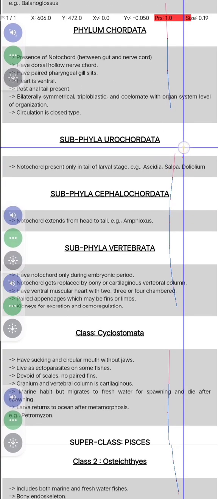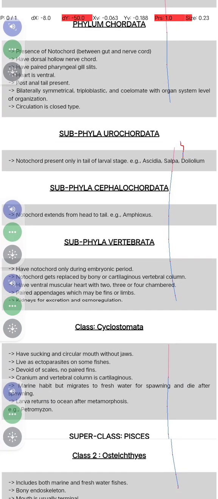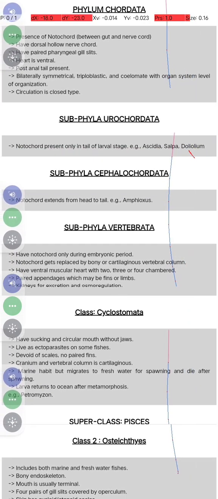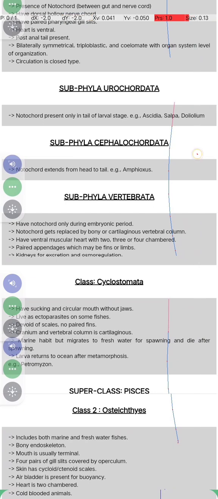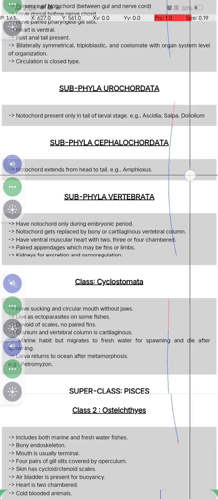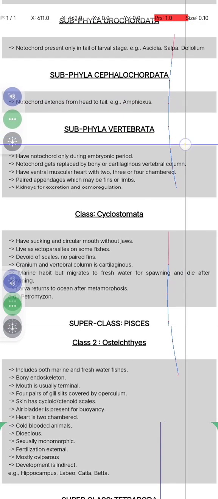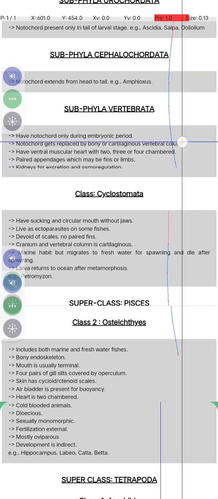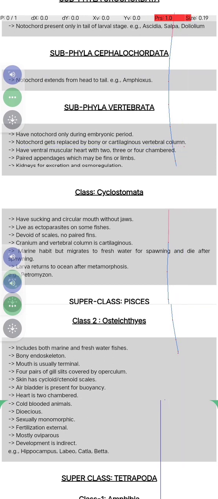इसमें भी सब डिवीज़न होता है. Subphylum Urochordata: notochord present only in the tail and larval stage. Example Ascidia, Salpa and Doliolum. Subphylum Cephalochordata: notochord extends from the head to the tail. Example Amphioxus.